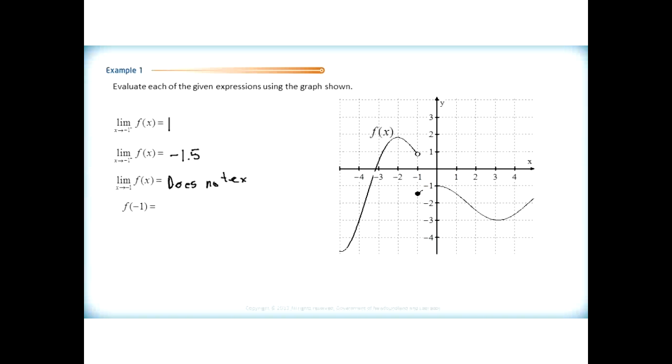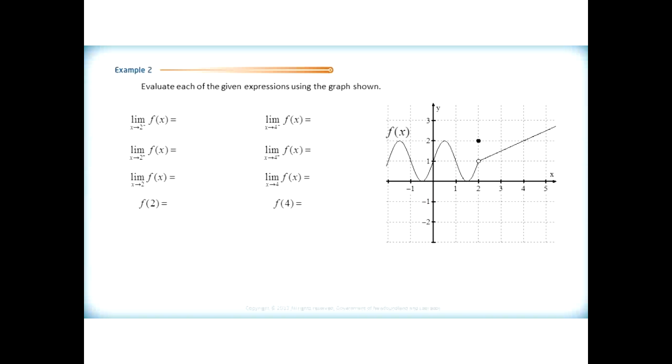So there's no limit there. It does not exist. Okay, and the last thing we have to figure out is what is the value of the function f at x equals -1, and for that we don't want this guy up here where it's the hollow circle. We want the dot that's filled in like this one down here. So the correct answer here is f of -1 equals -1.5. Okay, so we have a value for that one.